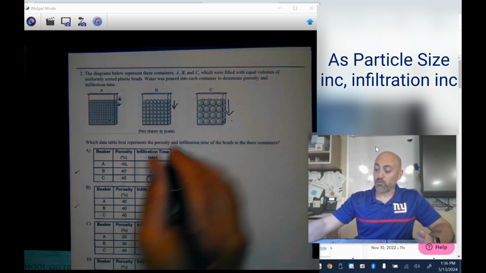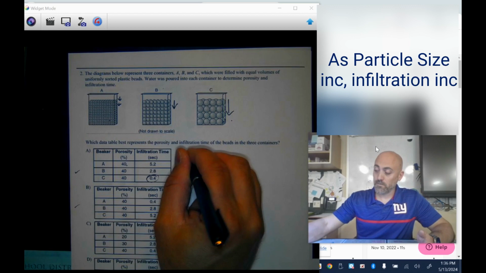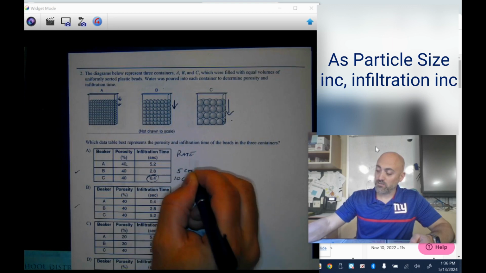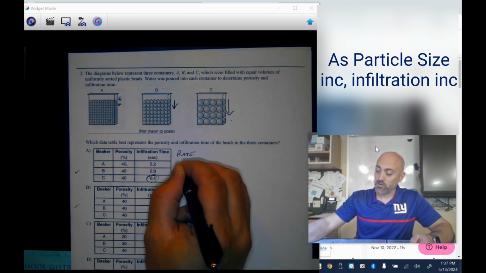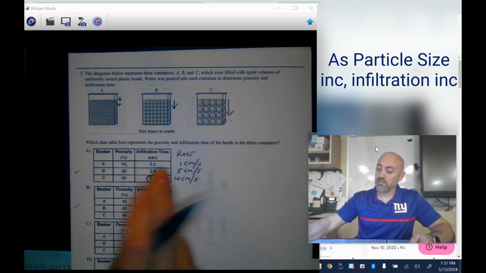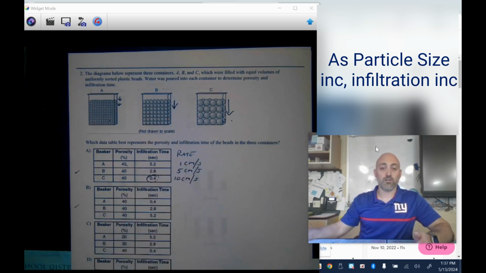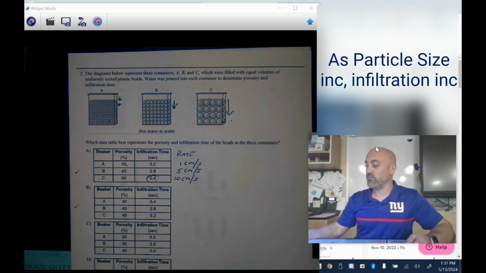So that makes sense for this one. If we were talking about rates, the rate for this might be like 10 centimeters per second, and this might be 5 centimeters per second, and this might be 1 centimeter per second, because this takes longer because it's a slower runner, slower infiltrator.